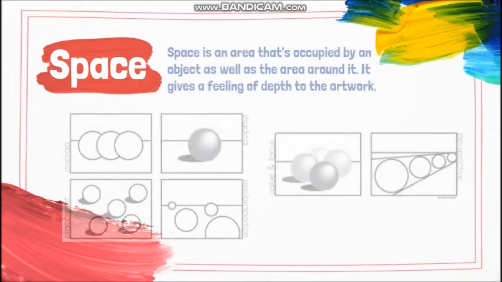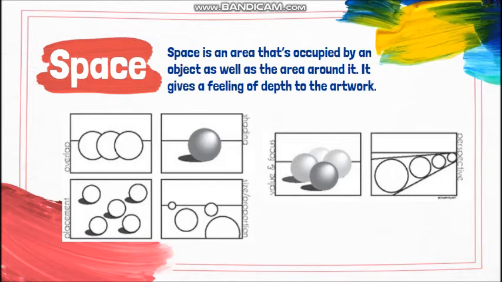Alright, so for the last element of art, this is what we call space. And space is the area that's occupied by an object as well as the area around it. It gives a feeling of depth to the artwork. Look at the following images shown in the slide. These are the different perspectives and different examples in which space is considered. The overlapping of shape, the shading, and etc. The sizing.